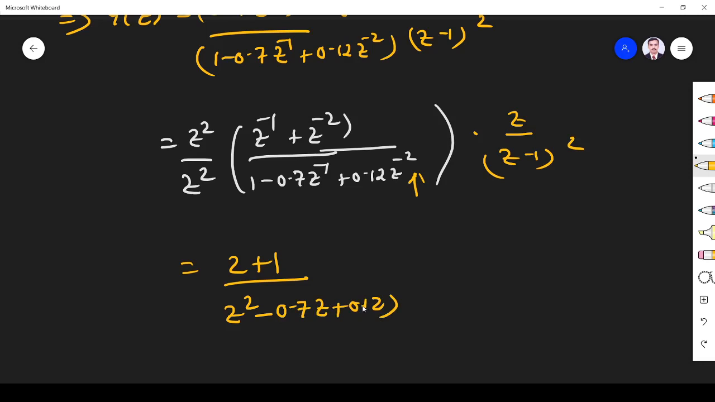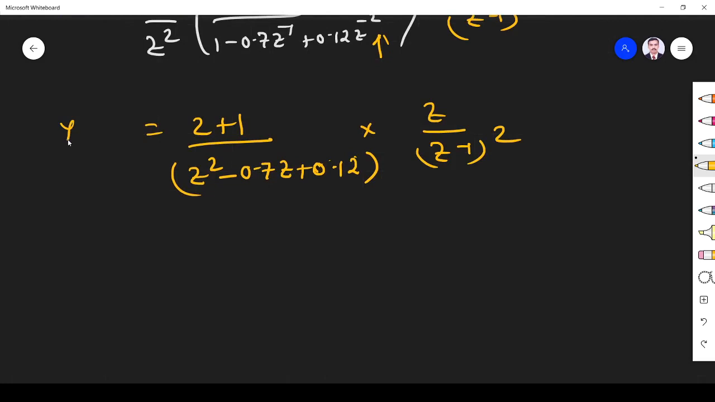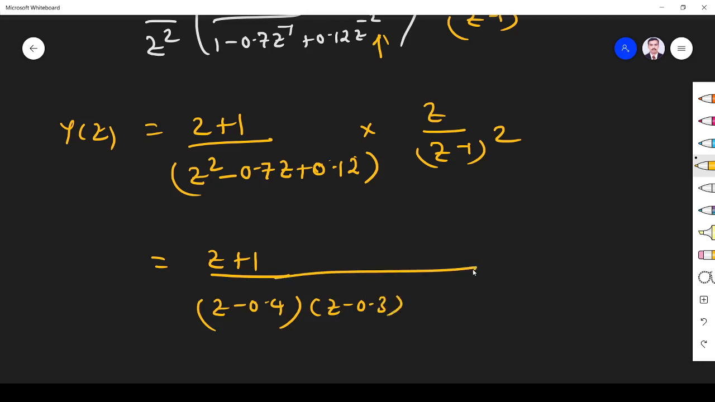Now everything is in terms of positive power of z, multiplied by (z minus 1) whole square. Okay, fine. Now this is our Y of z. So now you simplify that: (z plus 1) divided by (z minus 0.4) into (z minus 0.3), and this one is z divided by (z minus 1) whole squared.